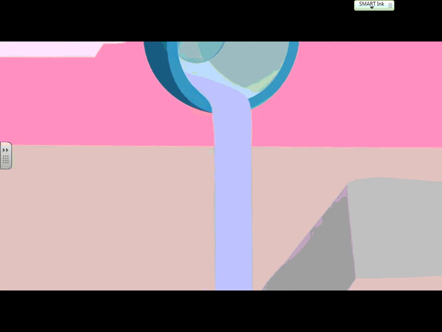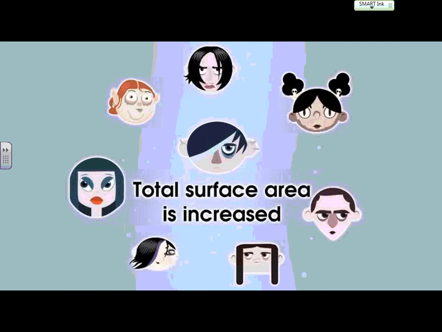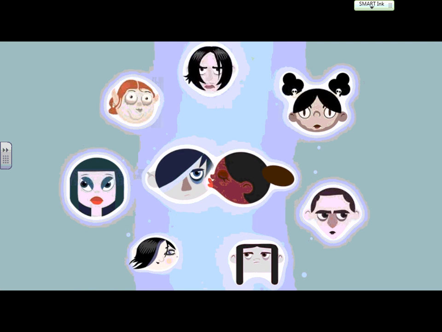When particles travel in packs, the surface area is very small, and only the outside particles can collide. However, by breaking up the clumps into individual particles, the total surface area is increased, and each particle has an exposed surface that can react.